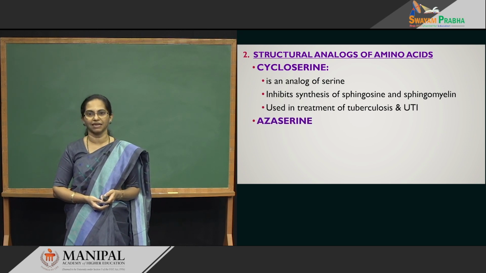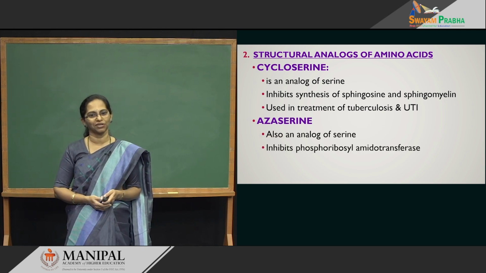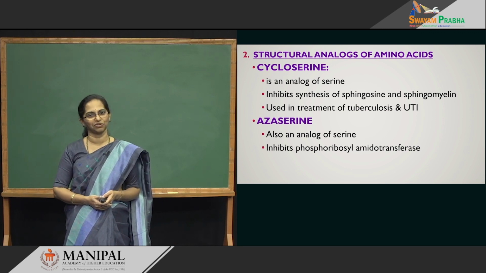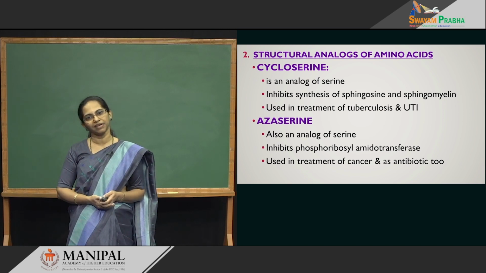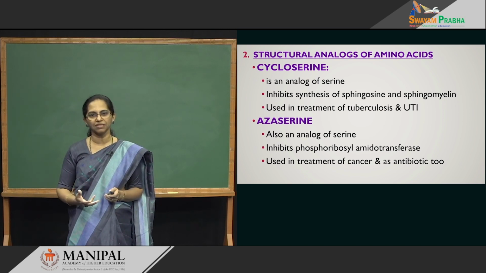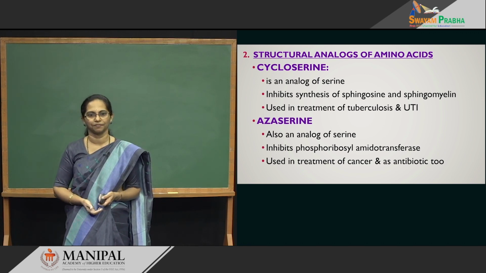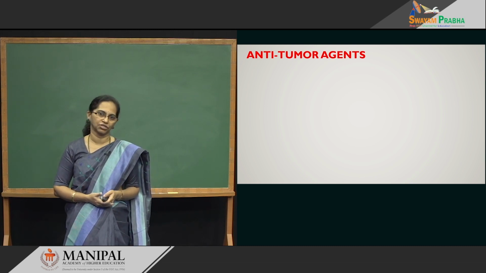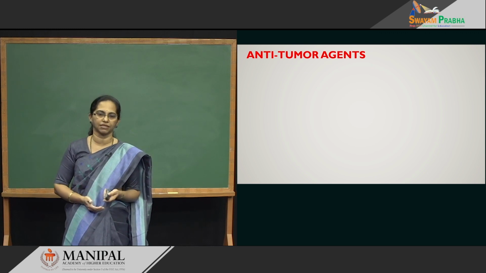You have azaserine. This is also an analog of serine. By using this analog, what are you trying to do? You are inhibiting the enzyme phosphoribosyl amidotransferase, and by doing so, it is a very good type of anti-cancer agent. You use this, the cells won't divide. So, you are curing cancer. Then let us make a list of anti-tumor agents, which are all the anti-cancer drugs that are in use nowadays.